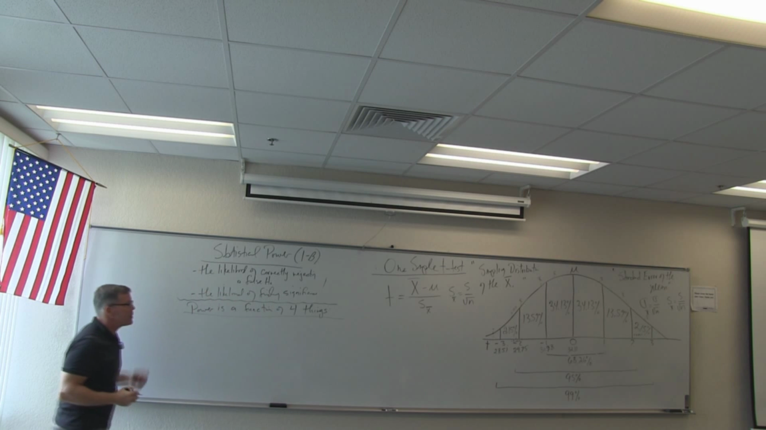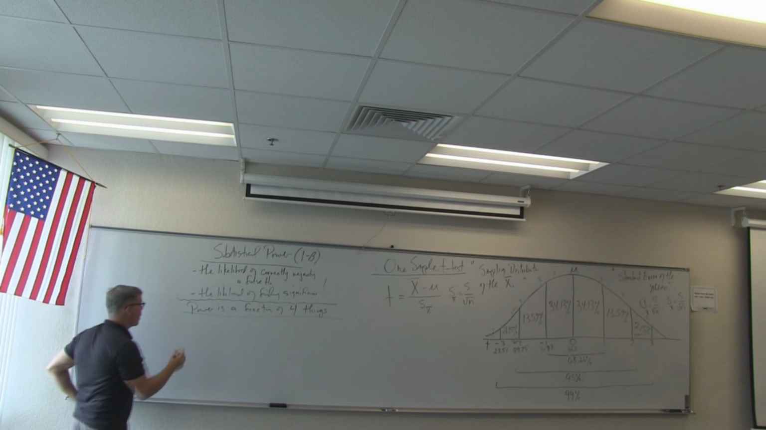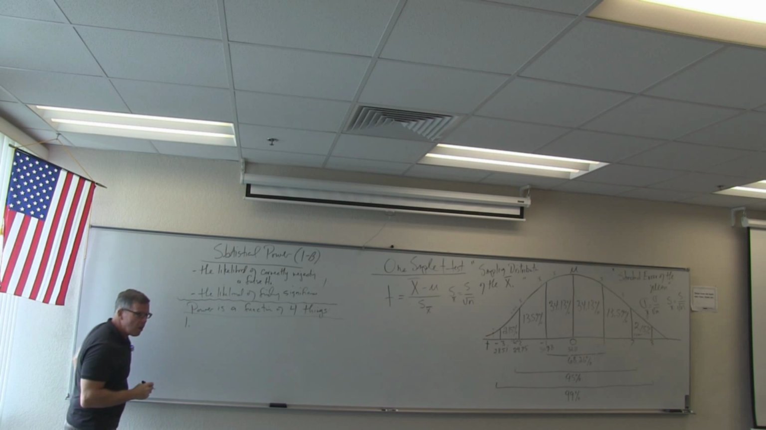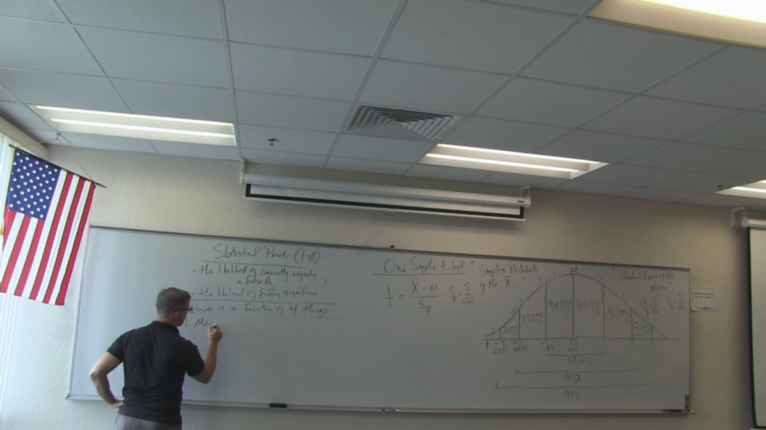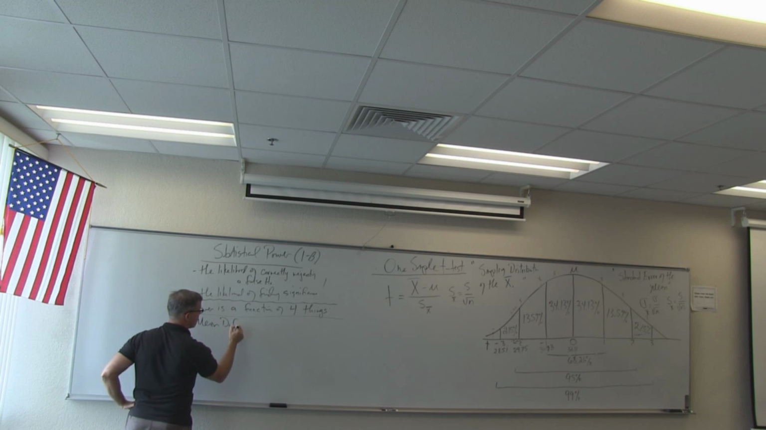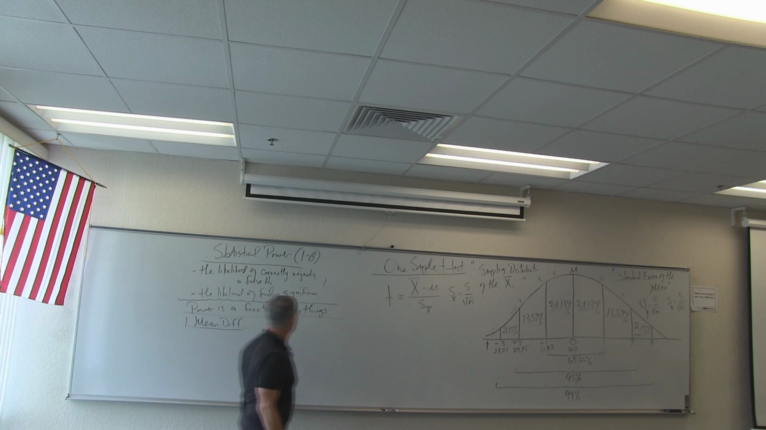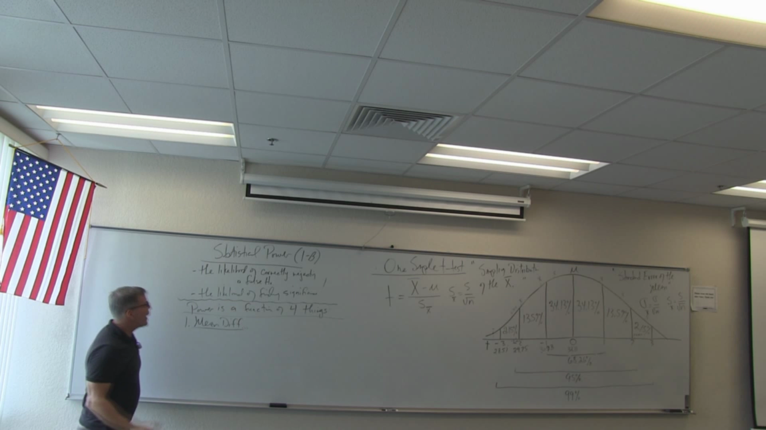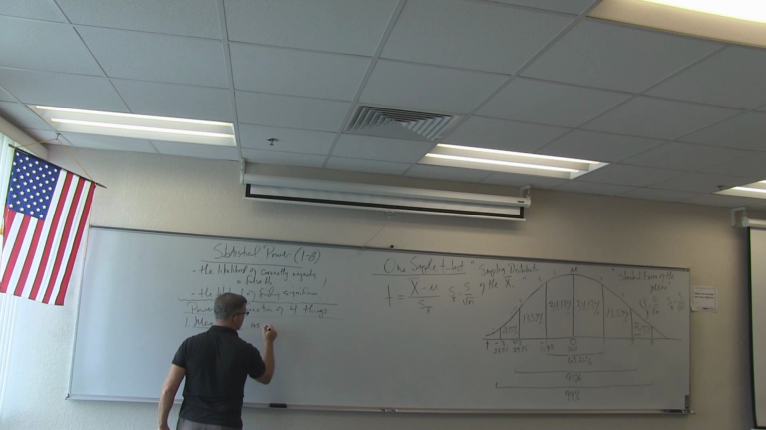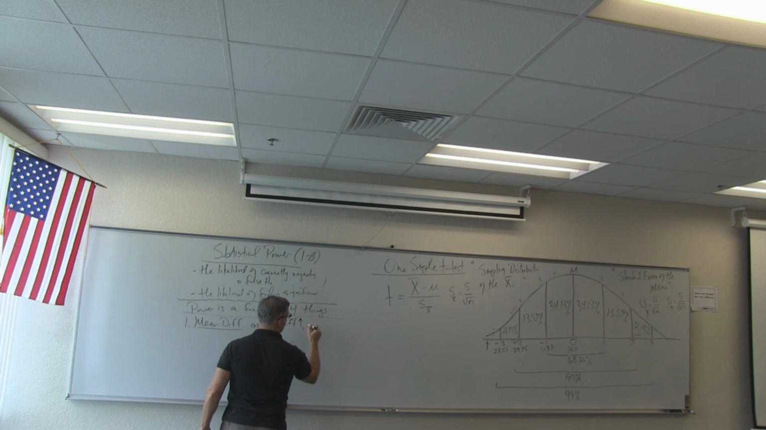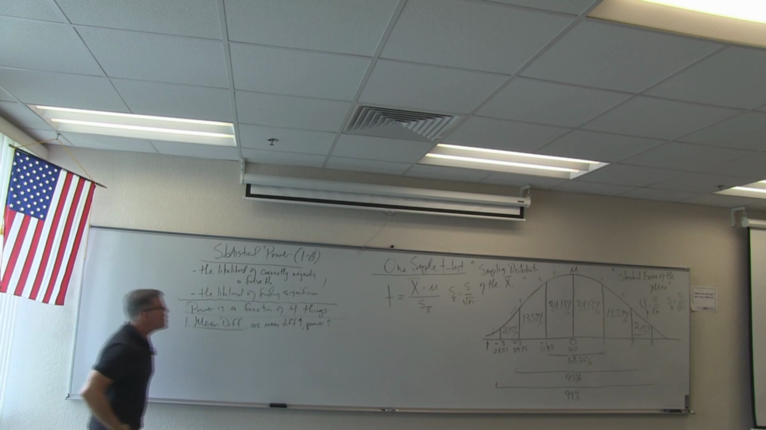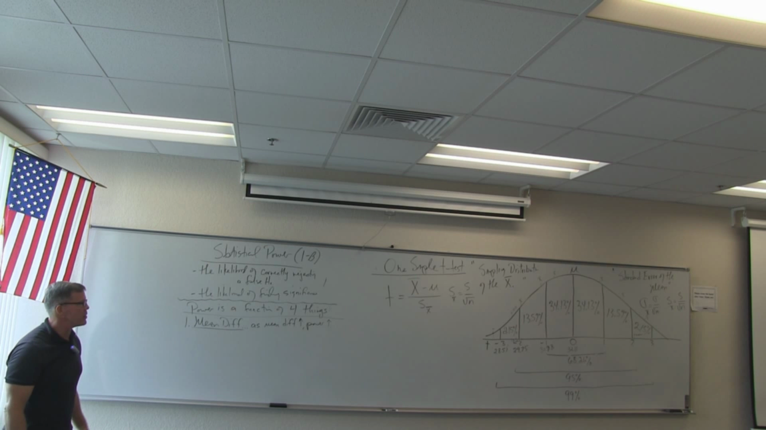The first element of statistical power we call mean difference. Mean difference, just simply this mean difference. As mean difference increases, power increases. As mean difference increases, the likelihood of finding significance increases.